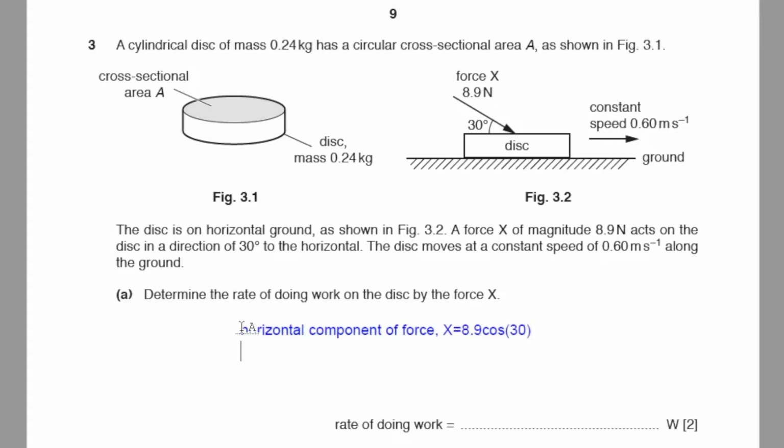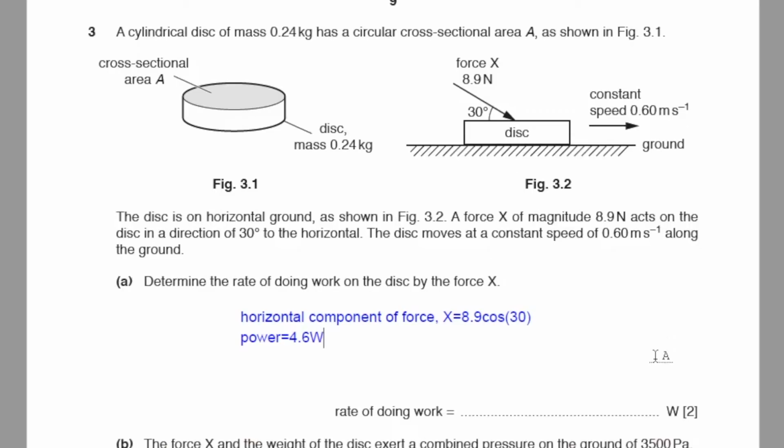Now when you get this, you will multiply that to speed 0.60 meters per second and you get 4.6 watts. Your force needs to be in the direction of your velocity. That's why we take the horizontal component of force X but not 8.9 newtons or the vertical component of force X.